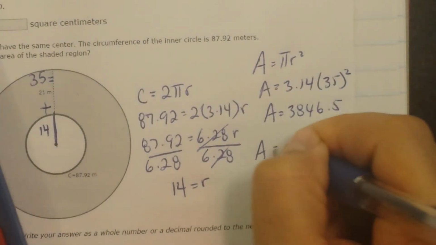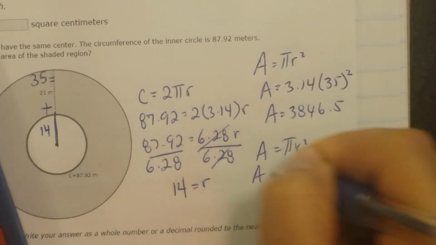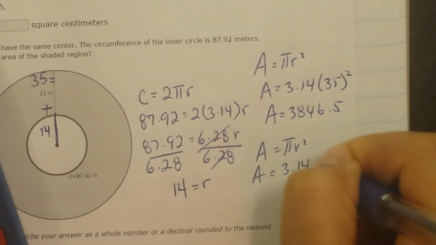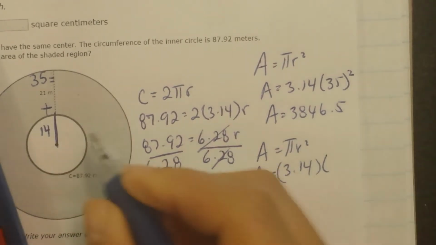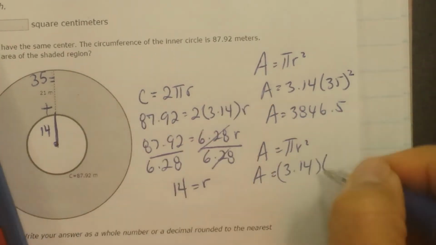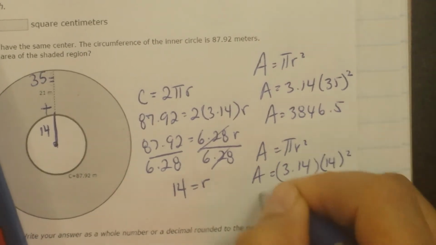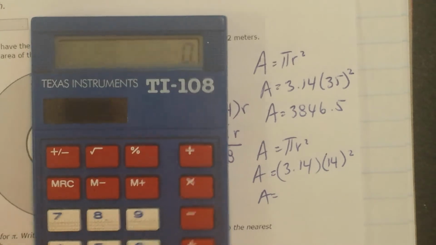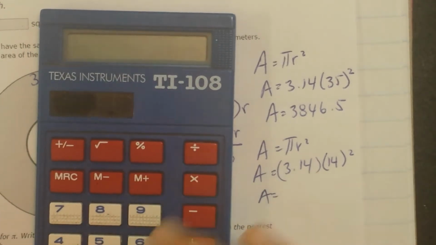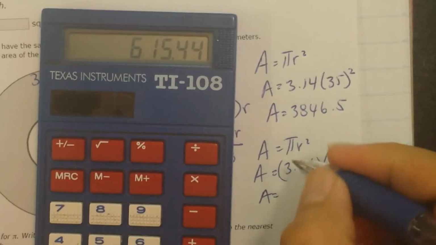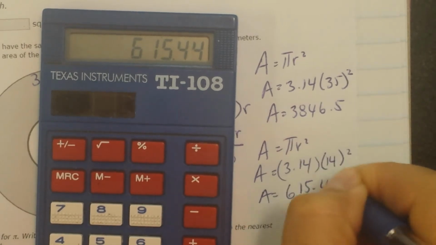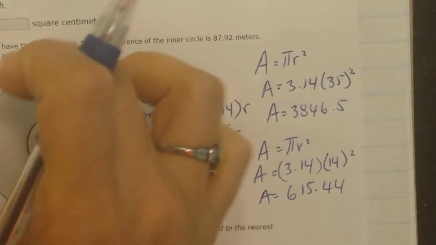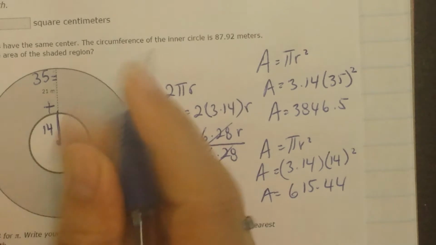Now find the area of the small one. Again, area is pi r squared. Area is 3.14 times the small radius, so 14 squared. 14 times 14 times 3.14 equals 615.44. So the area of the big one minus the area of the small one is going to give me this area here.